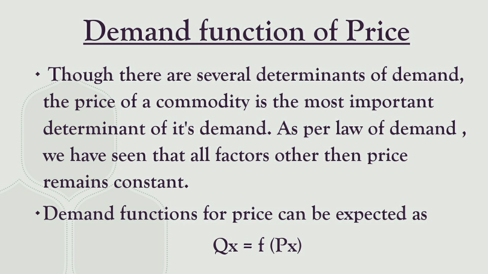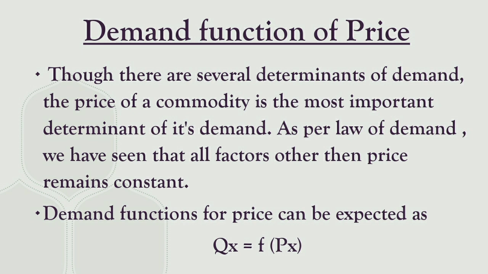So, moving on to a very important determinant of demand, that is price. It is a very basic example that whenever we go to buy a particular commodity, what we at most take into consideration is the price of that commodity. Therefore, the demand function of price tries to tell us that though there are several determinants of demand, the price of the commodity is the most important determinant of demand. And in the law of demand, which we have already done, if you haven't referred to that video, please go and check it out.